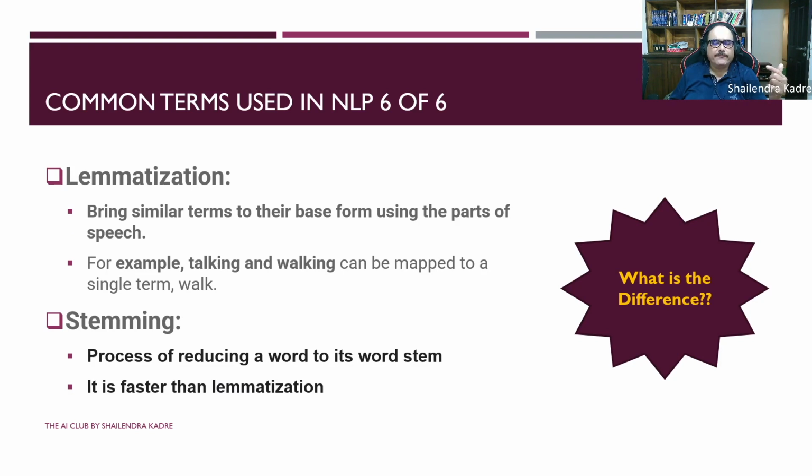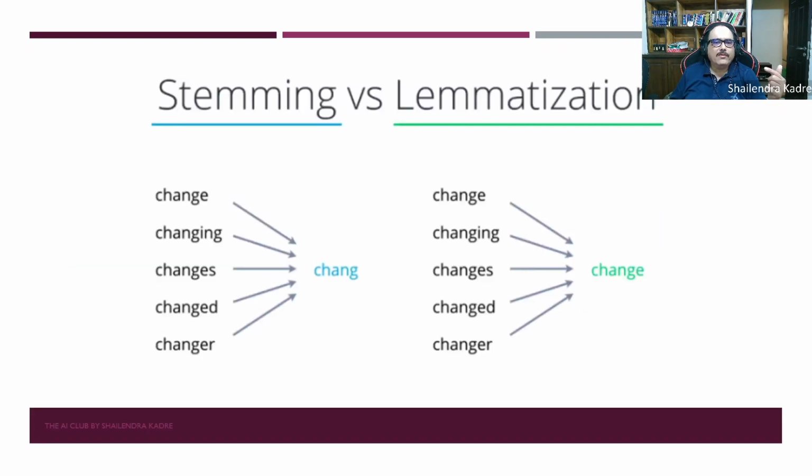Lemmatization and stemming. I would like to tell with an example. Here you see, first is your stemming. There are two kinds of change given here in this particular slide. The first transformation which you see is called stemming, and the second transformation is called lemmatization. I want you to observe this and tell me the difference between stemming and lemmatization.